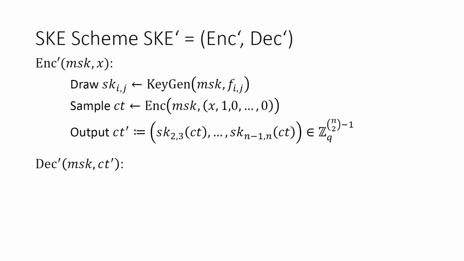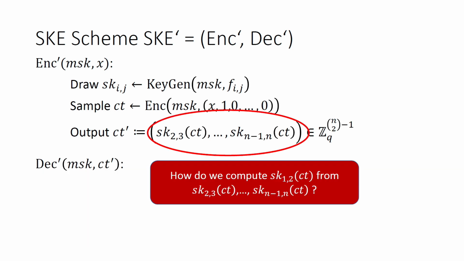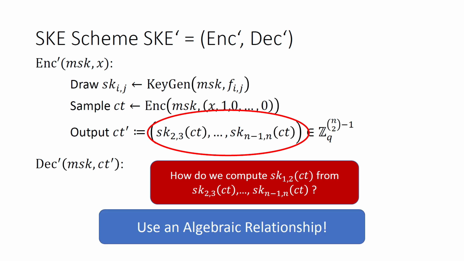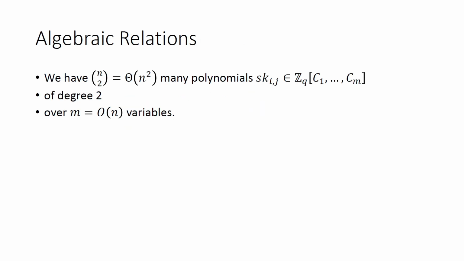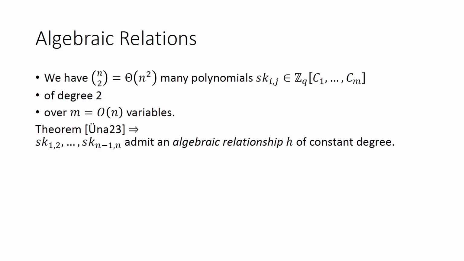Now we only need to decrypt, and then we're done. How do we do that? It's complicated. So if this wasn't technical enough for you, now it gets really technical. We're going to use an algebraic relationship. Yeah, algebra. It's basically just very simple. We have a quadratic number of polynomials. Those are our secret keys. They are all of degree 2. And we have a linear number of variables. So our theorem from last year tells us they admit an algebraic relationship of constant degree.